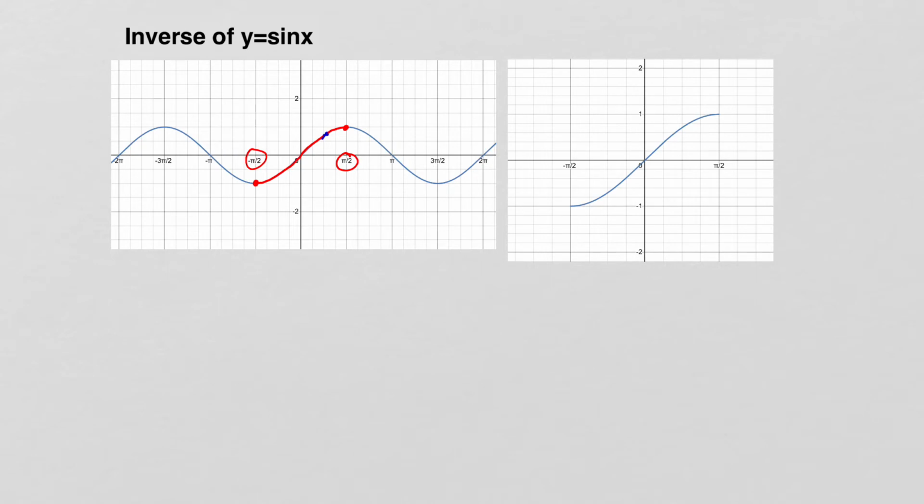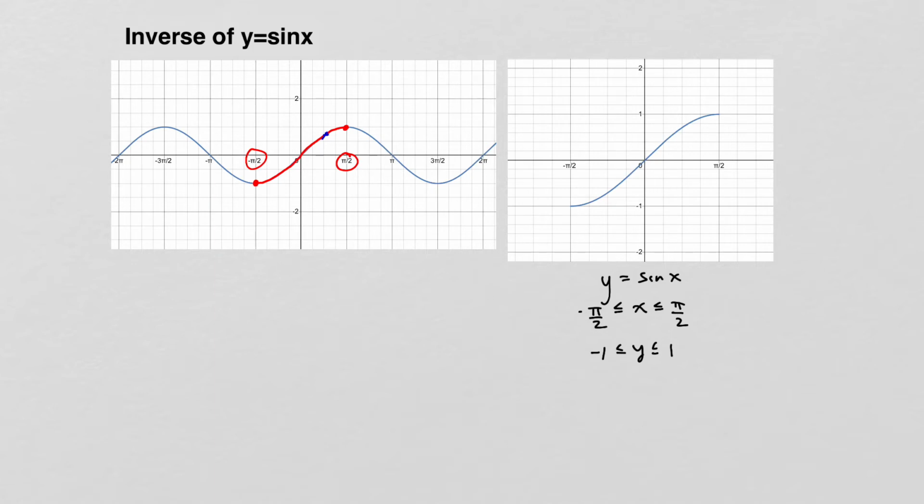And here is what that graph will look like. What I have here is the function y equals sine of x, where x is restricted to only be values between negative pi over 2 and positive pi over 2. You'll notice that the y values are still between negative 1 and positive 1. But now we can find the inverse of that function.